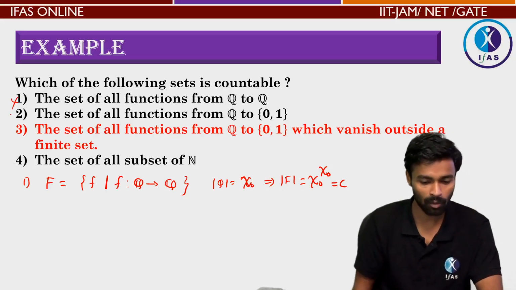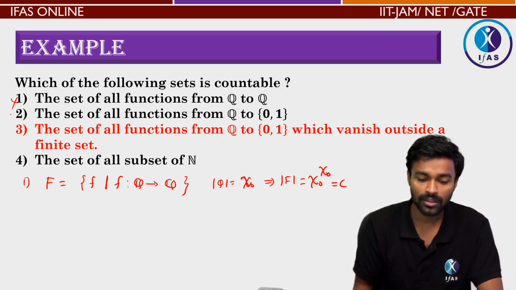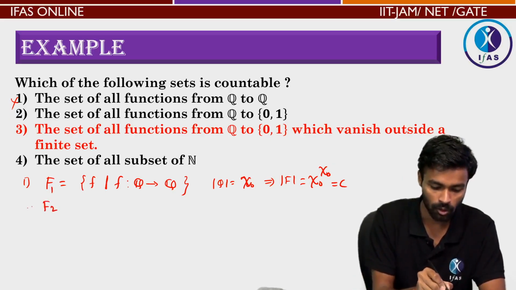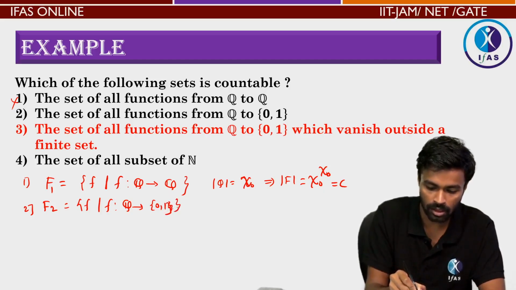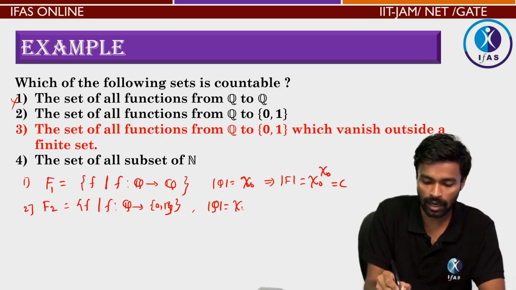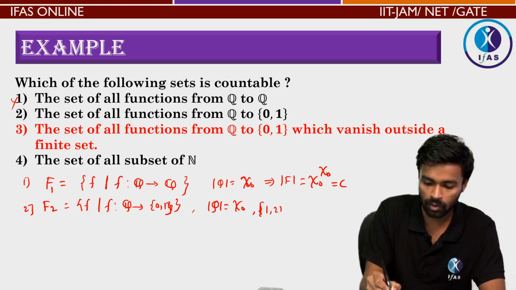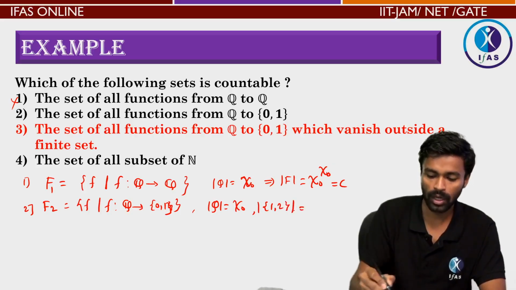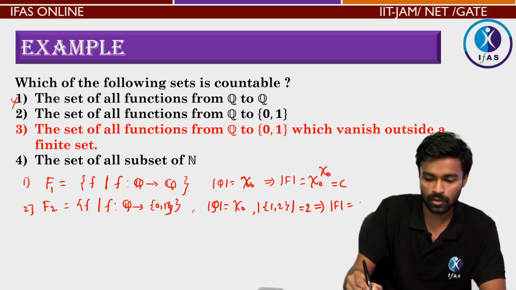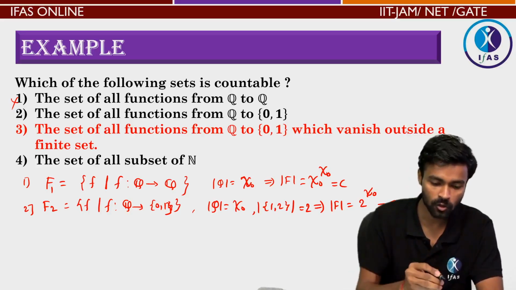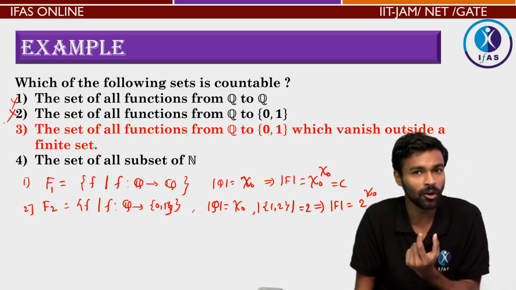Okay, so this set will be uncountable. So the next one, the set of all functions from Q to {0,1}. I will take all functions F from Q to a two-element set, that is {0,1}. Here the cardinality of Q is again Aleph naught, and the cardinality of {0,1} is 2. The total number of elements of F is 2 to the power Aleph naught, and that is again equal to c. So the second set will also be uncountable, but we want the countable set.